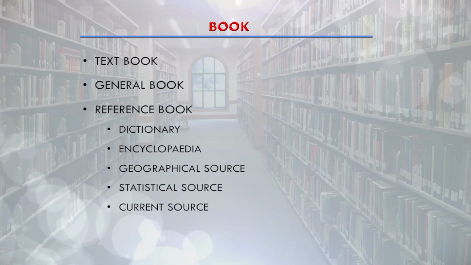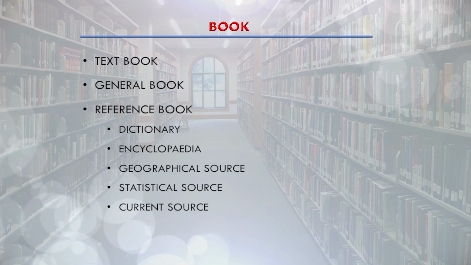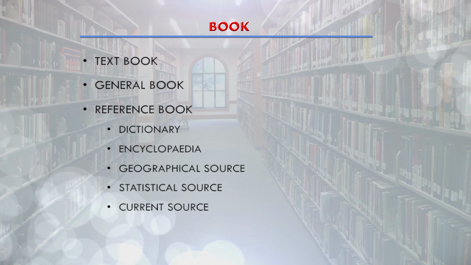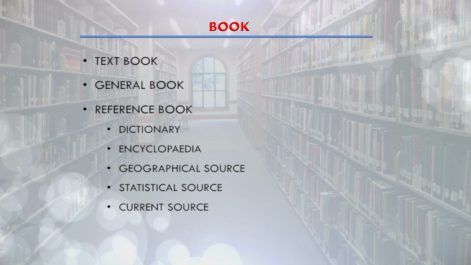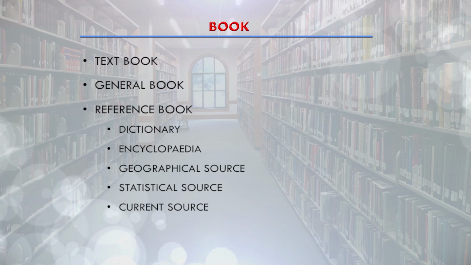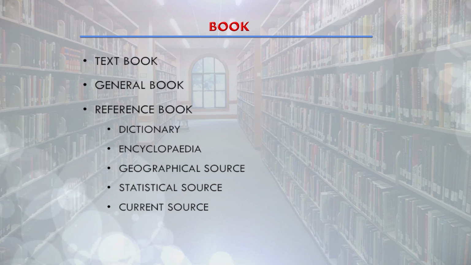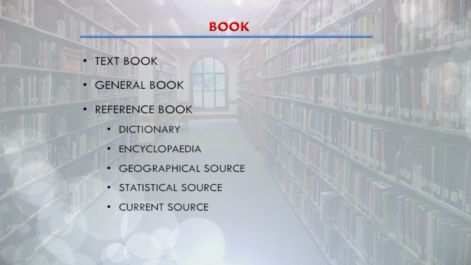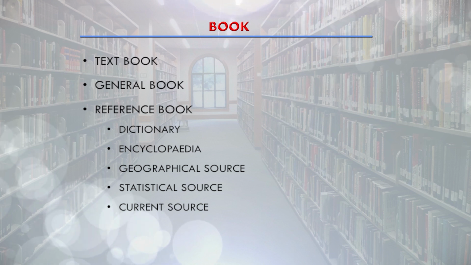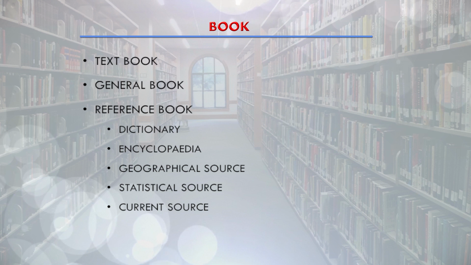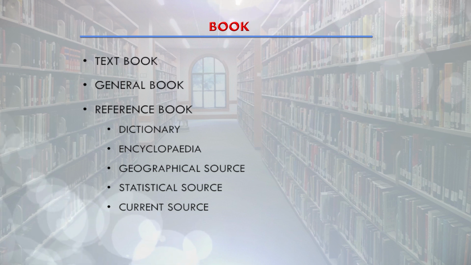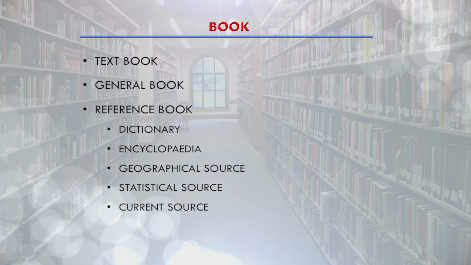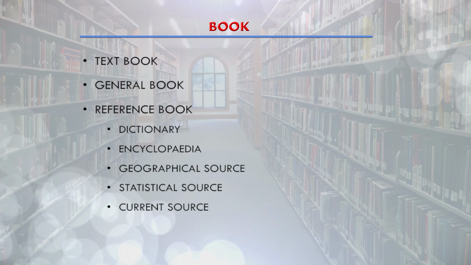And these are not unknown to you, as you see here: textbooks, general books. Textbooks are those which are recommended for a particular level in a particular subject. Similarly, those which are not particularly meant for a particular level are referred to as general books. Books which are to be referred to, not read from page to page, are called reference books, and I have given here some examples: dictionary, encyclopedia, and similarly geographical sources, statistical sources, current sources. So, these are different types of books that you have to acquire in a library.